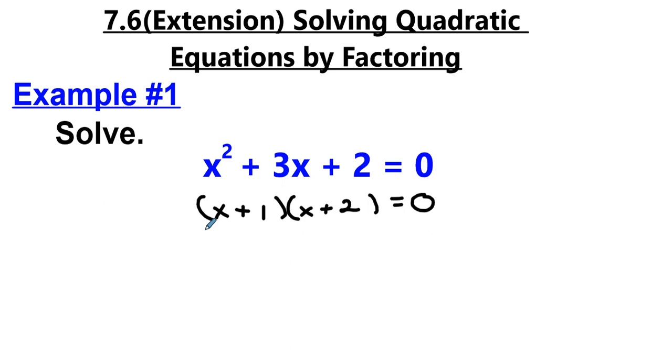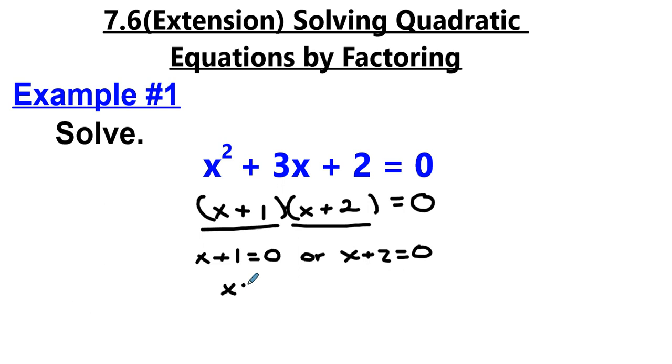And now we apply that zero product property. So if we are multiplying these two factors together and getting out a 0, one of them must equal 0. Either x plus 1 equals 0 or x plus 2 equals 0. Solve each one of those, we get x equals negative 1 or x equals negative 2, and write your answers in a set with the least number going first.